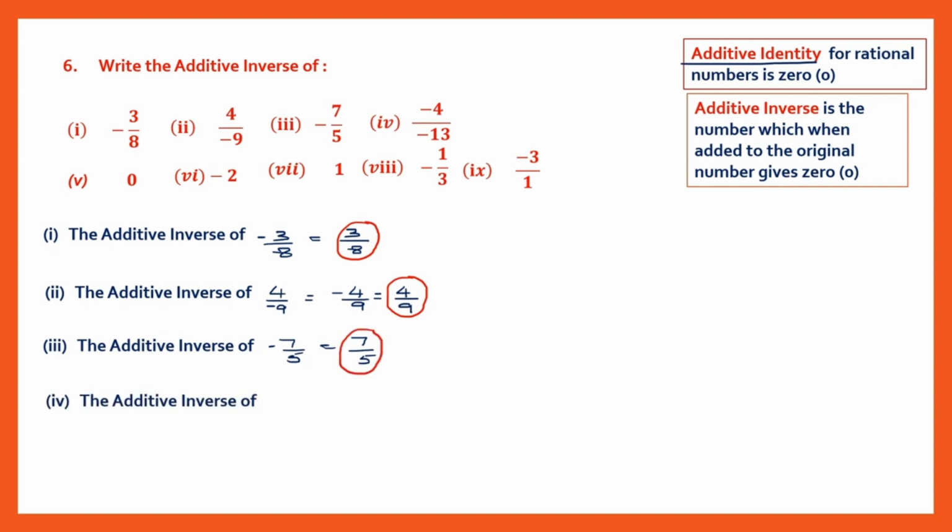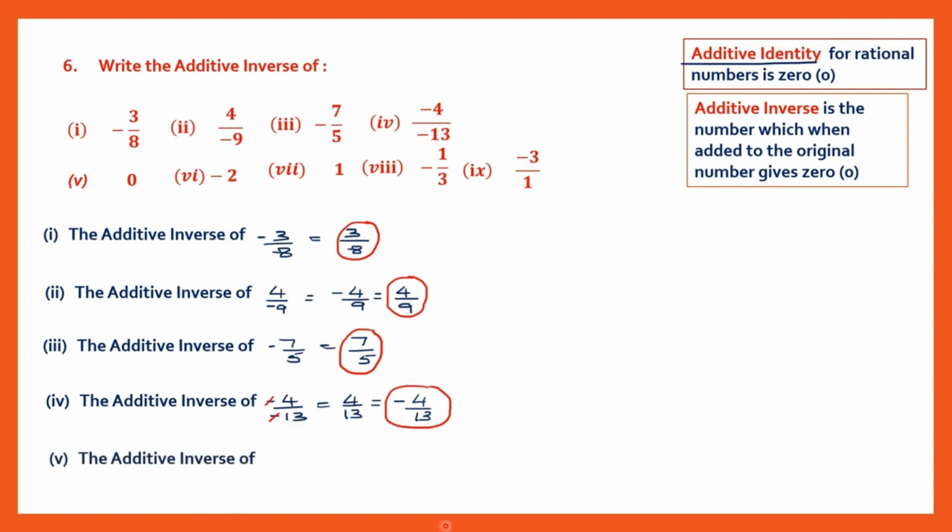Now here the additive inverse of minus 4 by minus 13. The fourth one is minus 4 by minus 13. So here you should be careful. There are two minus signs, numerator and denominator, which will get cancelled. So now this is 4 by 13. So what is the additive inverse of 4 by 13? That's a positive number. So the answer will be negative, minus 4 by 13. So this is our answer, minus 4 by 13. So here you should be careful when you see questions like this.